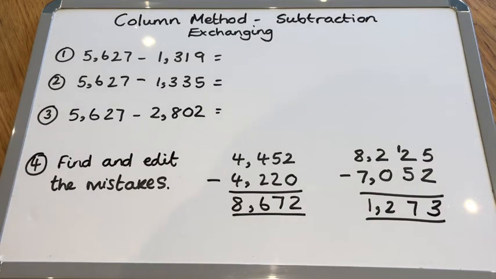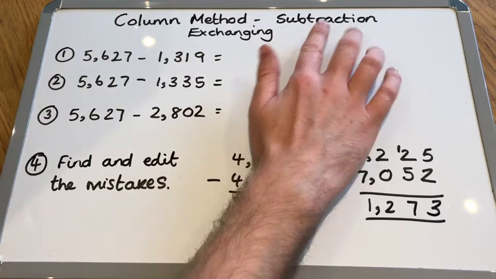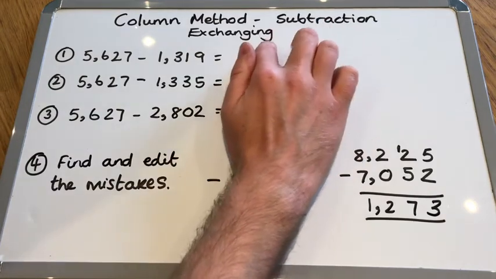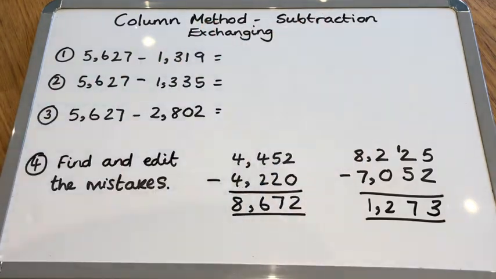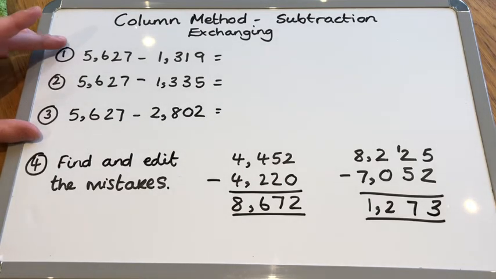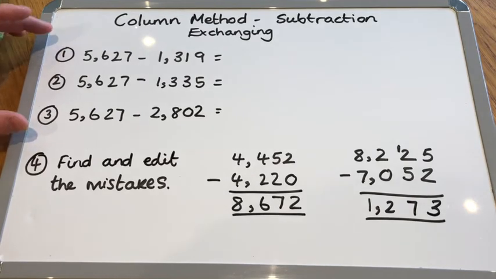Well done everybody, we've made it to the end and hopefully you have a really good idea about how exchanging works with subtraction on a column method. And I've got some practice for you here. We have questions 1 to 3. I'd like you to write these as column method and solve them. There is exchanging in them. The exchanging is happening in different columns, but it works exactly the same way.